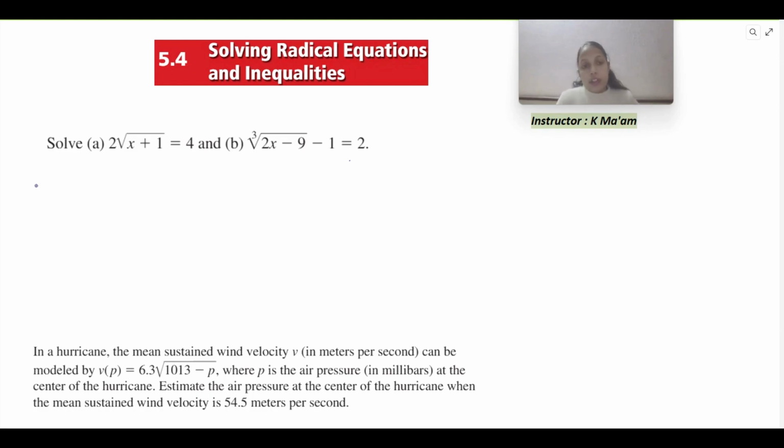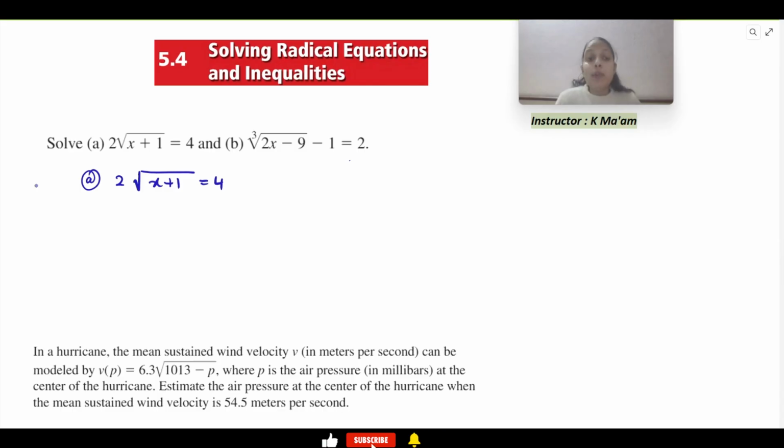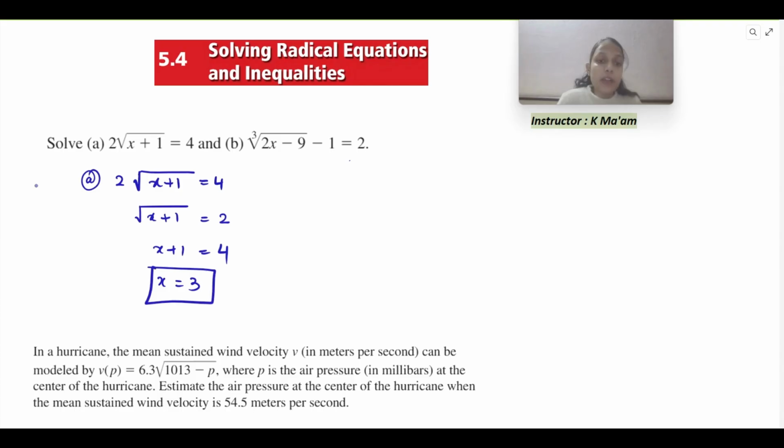If I try to solve question A, 2 square root x plus 1 equals 4. I am trying to isolate x in this case. So I divide by 2 on both sides. Then I square both sides. X plus 1 equals 4. Subtract 1 from both sides, so 3. Your x value is 3.